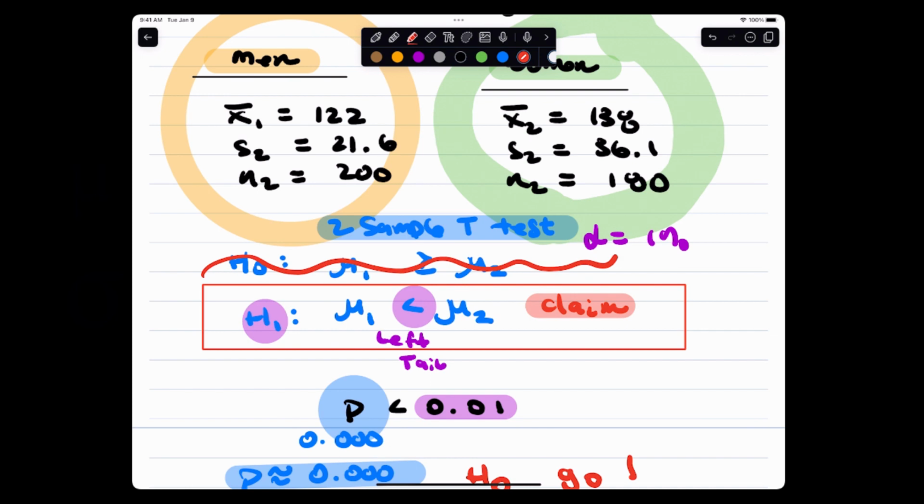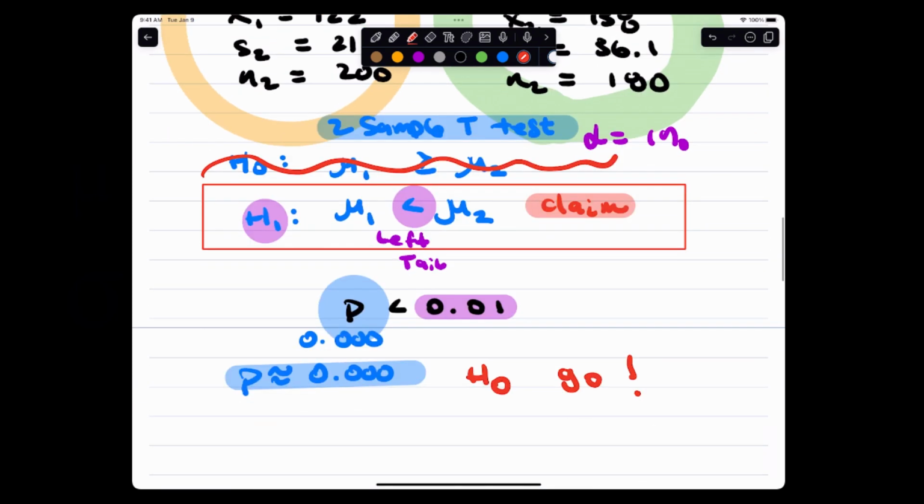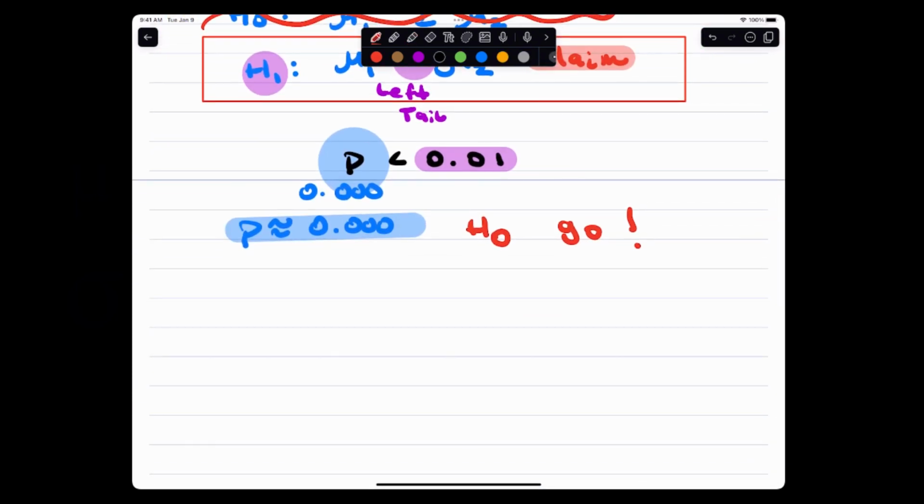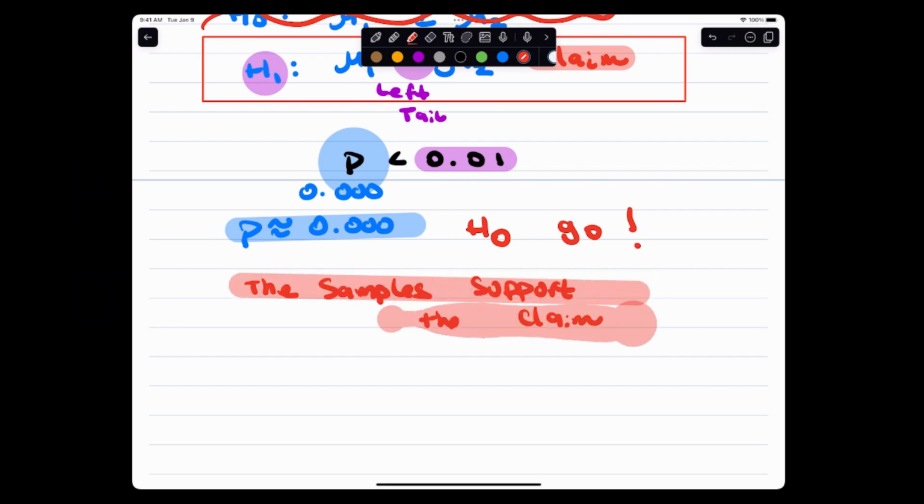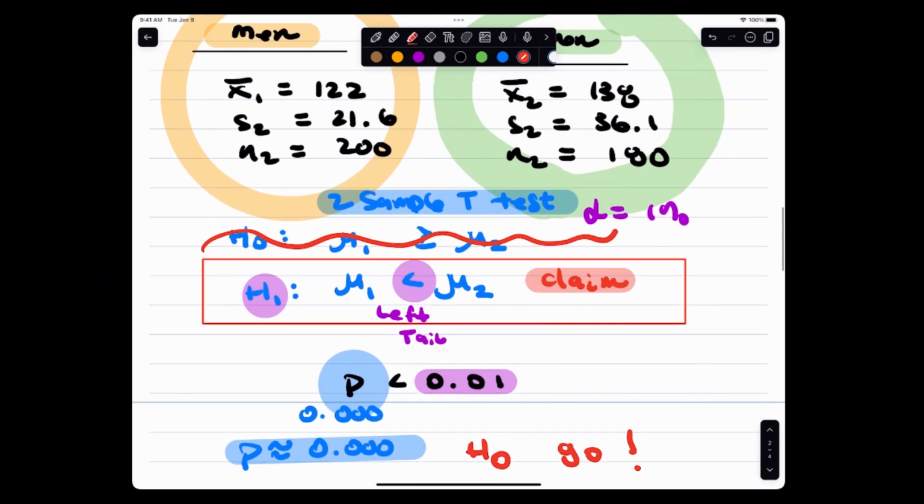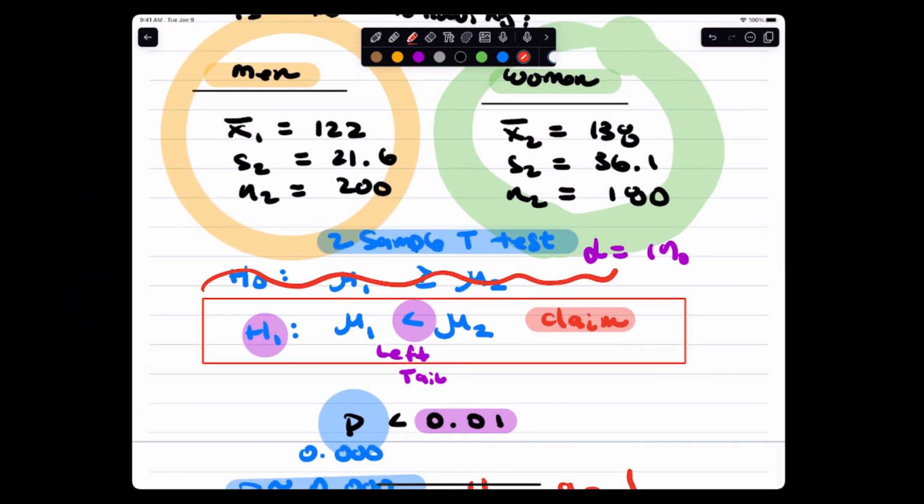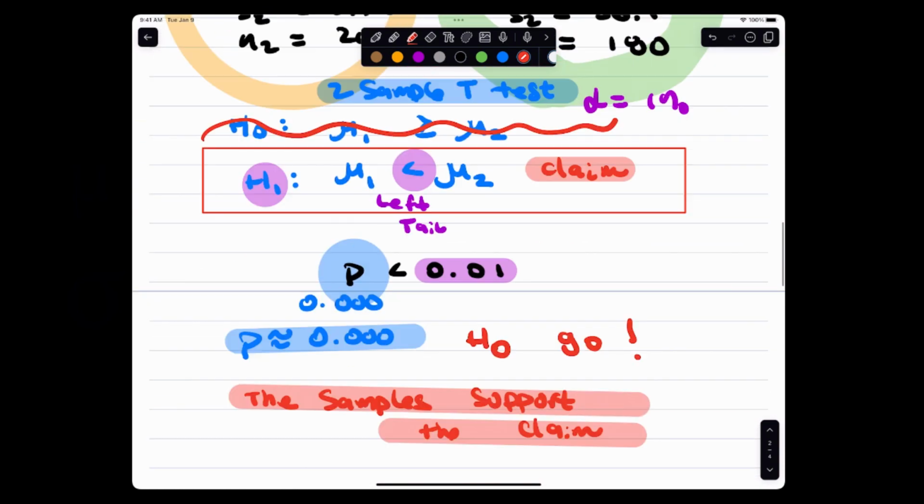So, the mean number of friends that men have, because they're in the first group, is less than the mean number of friends for the second group, which is women. We say the sample what? We should say the samples. The samples support the claim. What do you guys think? Easy peasy lemon squeezy? Yeah. Okay. You guys ready for another one?